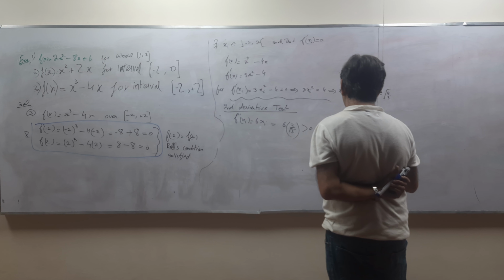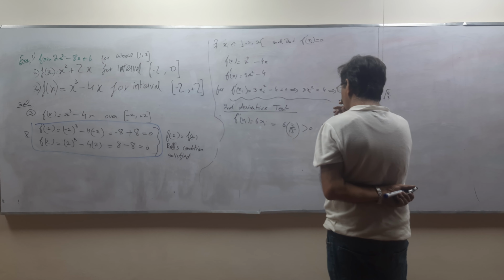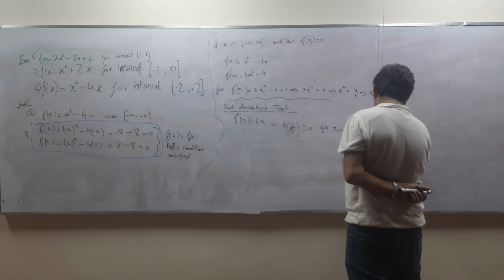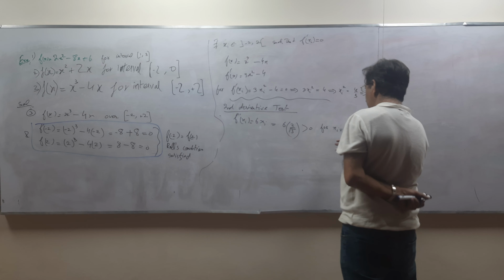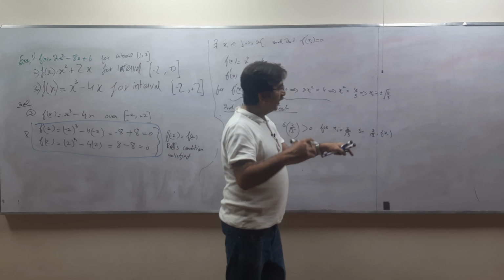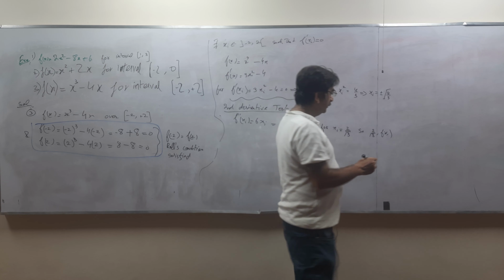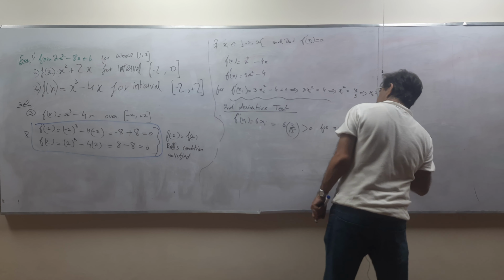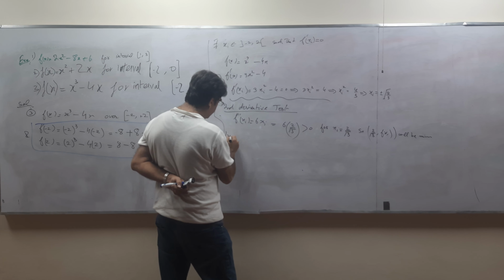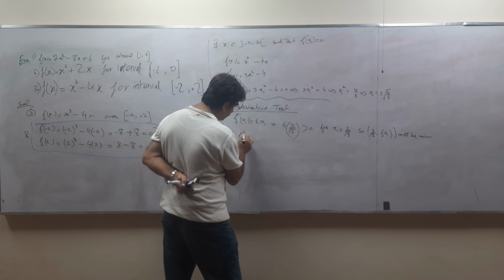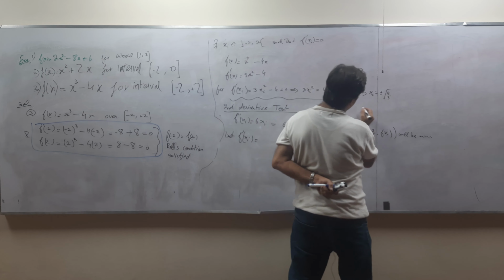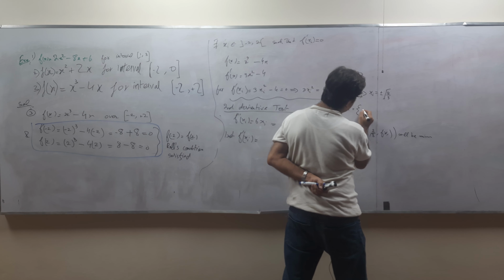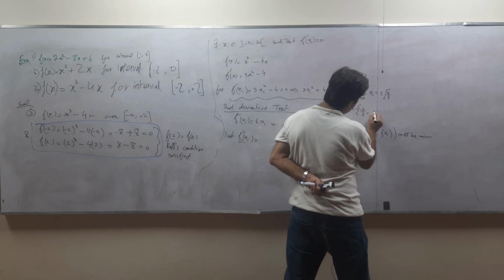One minute, please. Greater than 0, so this point will be a minimum point. There are 2 points. Xi is 2 by 3 square root, minus 2 by 3 square root.